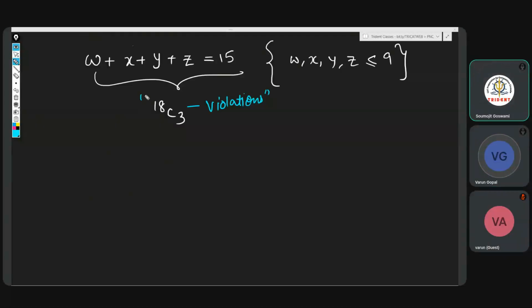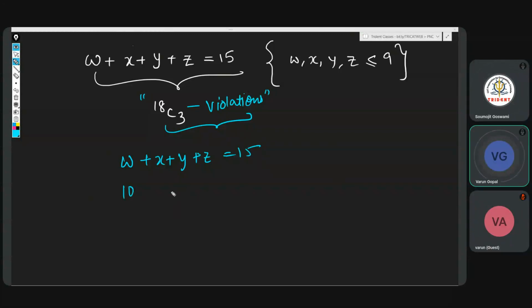Now, I am accounting for those violations. How do I account for those violations? First of all, I will just violate a condition. So X plus Y plus Z is equal to 15. I'll substitute W as 10, because if I just increase one digit, it will cause a violation, and everything else remains the same. This should equal 15. In other words, X plus Y plus Z should equal 5.